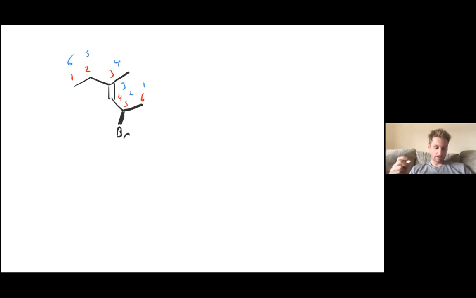Taking a look at our substituents on this, we've got a BR at 2 and an alkene at 3 in the blue direction. I don't know why I chose that one first, so that would be 2 plus 3. In red, we've got our alkene starting on 3 and our BR starting at 5. So it makes more sense to go the blue direction. That's going to give us the lowest number of substituents.